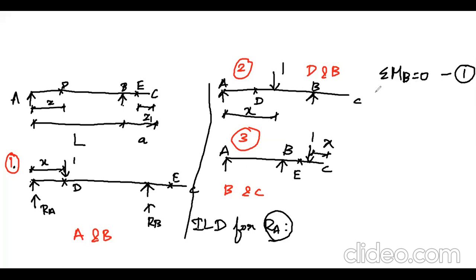Okay, so be conscious about it. Whenever I take moment about B in the first figure, what happens means RA into its corresponding distance is L. You all know this, the distance between A and B is L. We are taking moment about B. So RA is acting at the point A. So RA into L. So this is RA into its corresponding distance L.